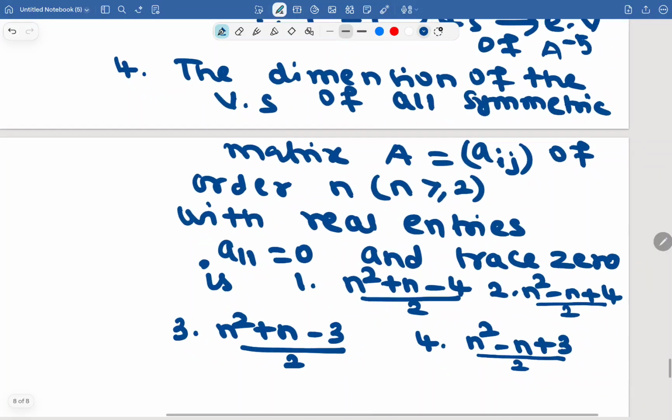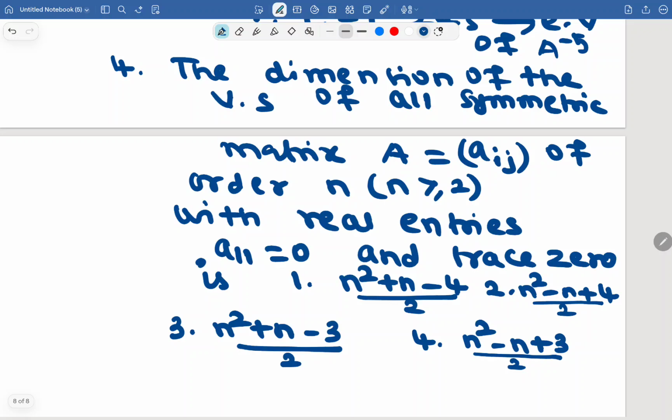Here we have to find the dimension of the vector space of all symmetric matrices. We know very well the dimension of the vector space of all symmetric matrices is n into n plus 1 by 2. But here we have two conditions. One is A11 equal to 0, another one is trace 0.